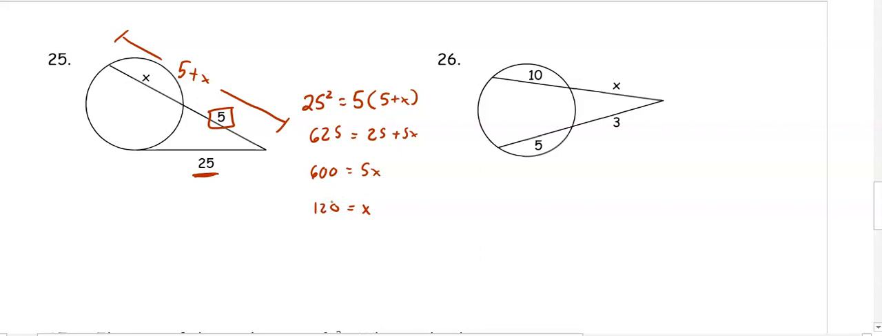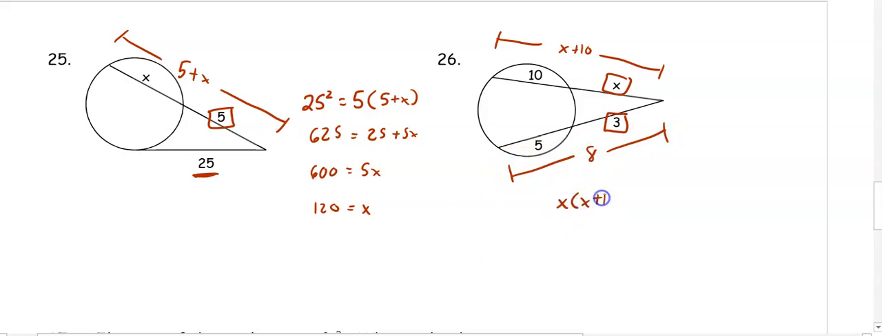In 26, this is a secant problem. So we want to use the outside times the whole segment. So in this case, it would be 10 plus x, or we could say x plus 10. And then we have the outside 3 times the whole length of 8. So we have x times x plus 10 is equal to 3 times 8. X squared plus 10x is equal to 24. X squared plus 10x minus 24 equals 0.